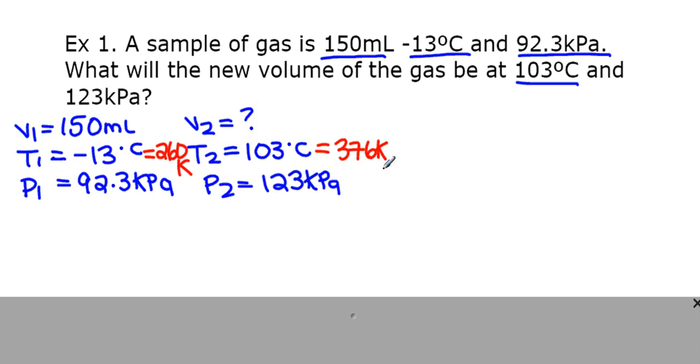Then check your other units. Kilopascals and kilopascals, they're both the same here, so we don't need to do any converting. And milliliters for volume, that's fine. Our answer will be in milliliters then.